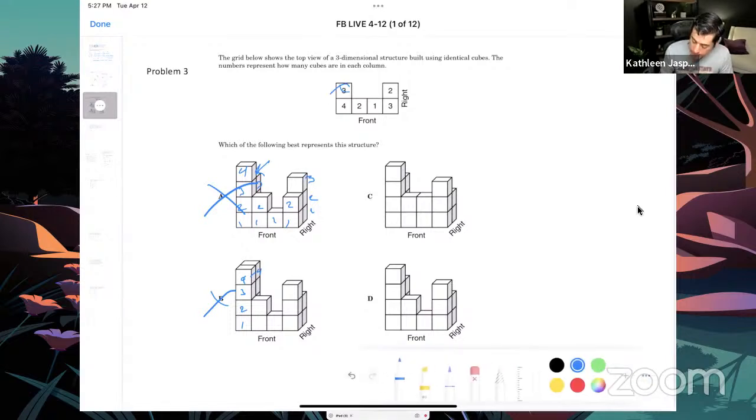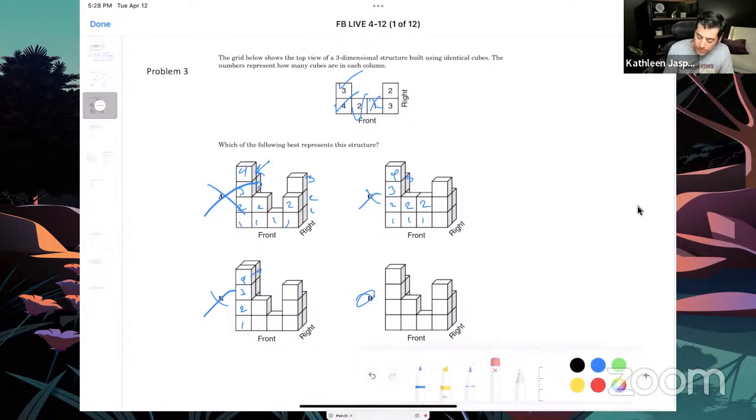We'll go to C now. And again, we got 3 here, right? I'll do 1, 2, 3, 4. This is 3. So we're good. This is 4. We're good. 1, 2, good. 1, 2, it's supposed to be 1. Doesn't work out. Gone. Process of elimination says D is the correct answer.